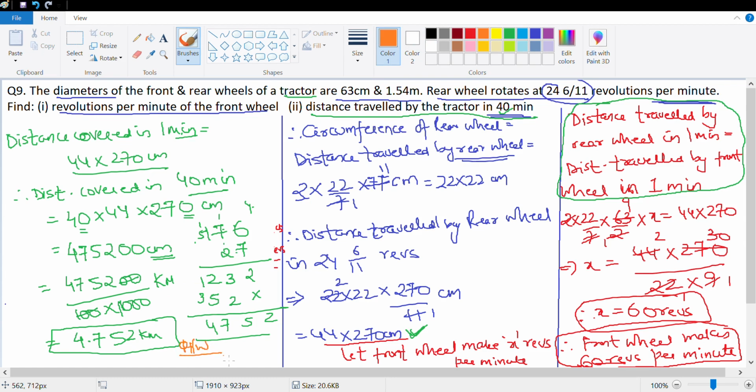Let's look at the homework questions. Question number 1 and question number 10 is the homework.